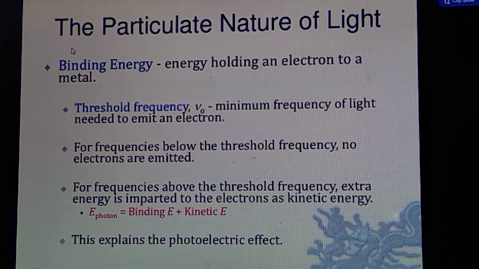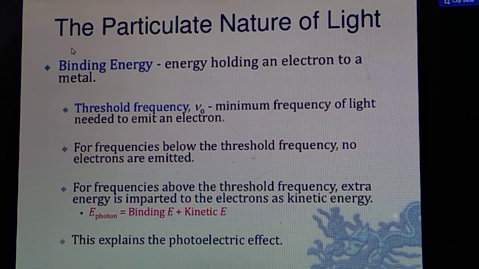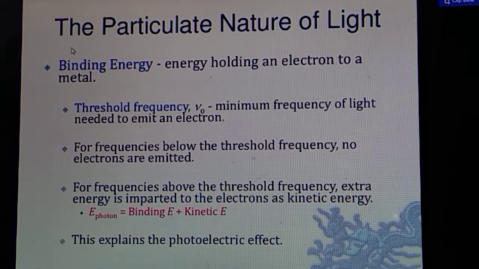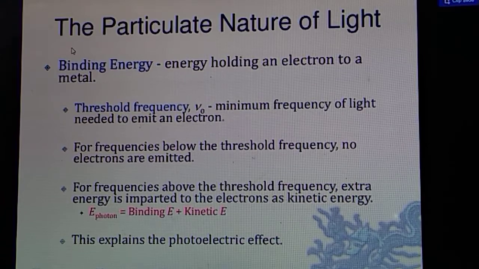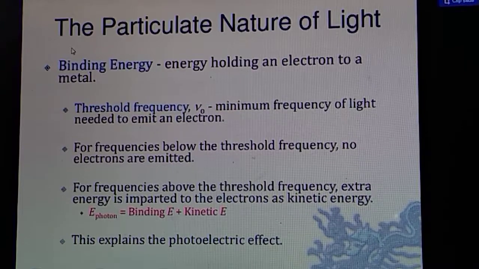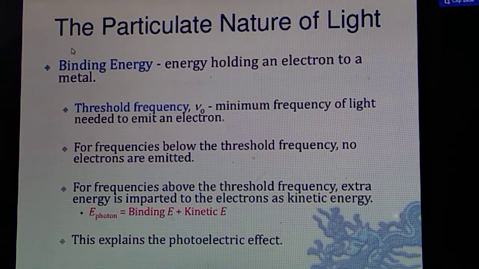Students, particle nature of light: the binding energy is the energy holding an electron to a metal. Threshold frequency is the minimum frequency of light needed to emit an electron. For frequencies below the threshold frequency, no electrons are emitted. This is very interesting. For frequencies above the threshold frequency, extra energy is imparted to the electrons as kinetic energy.